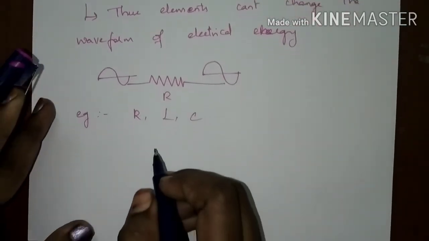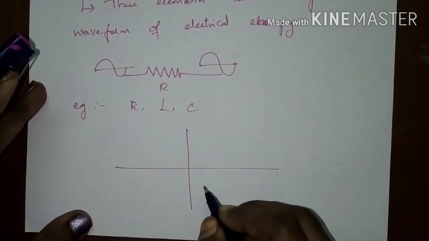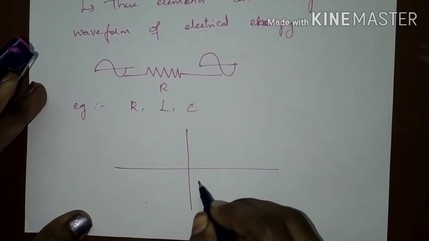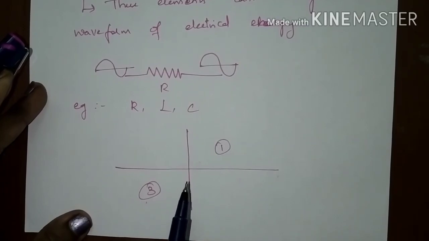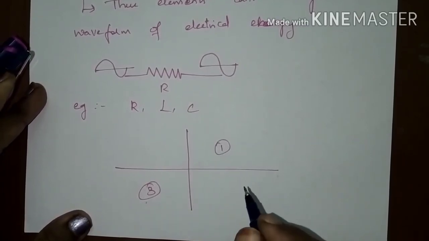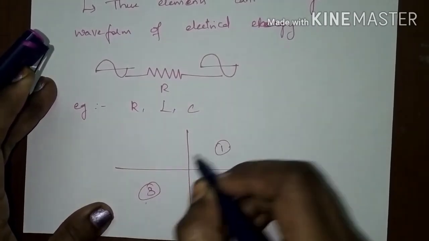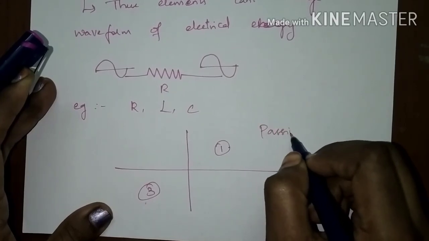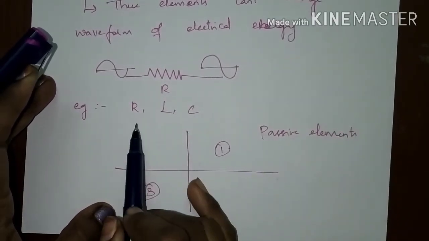And regarding the waveform quadrant, passive elements are the elements which have the waveforms in the first and the third quadrant. If the waveforms are present in the first and the third quadrant, then that element is said to be a passive element. The graph of the passive element would be in the first and third quadrant. Examples of passive elements are R, L and C.